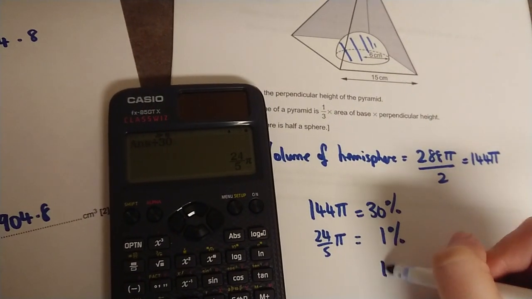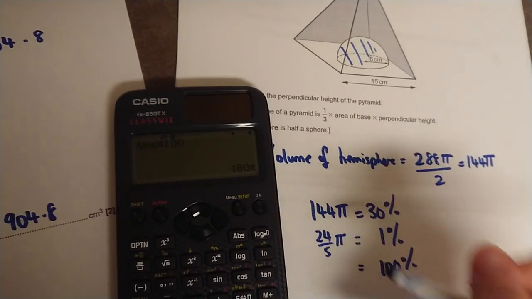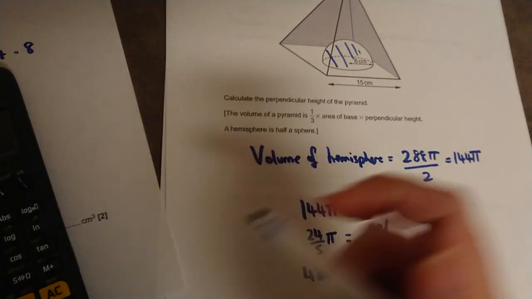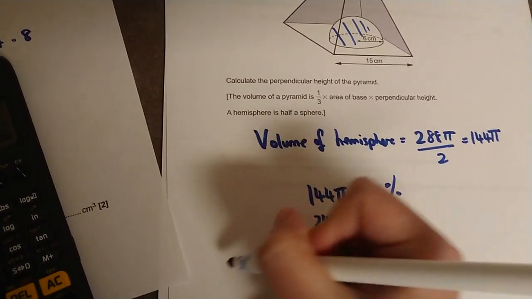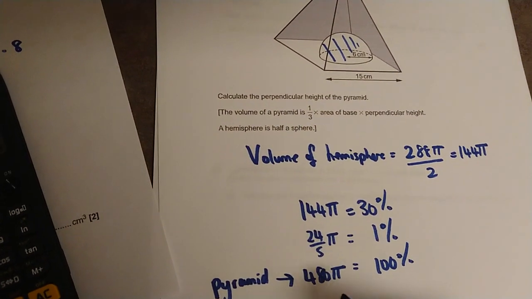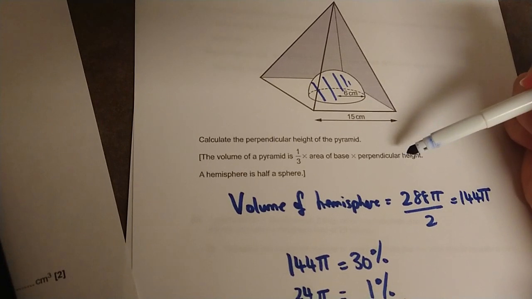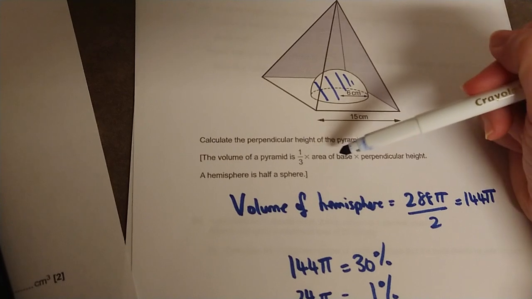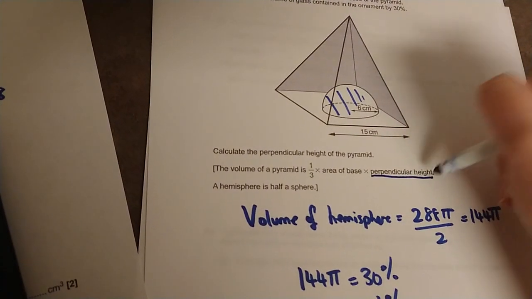And then I actually want the original 100%. So I'm going to times that by 100. And so I get 480 pi. So what that tells me is that that must be the volume of the whole pyramid. So I know the pyramid now has a volume of 480 pi. So we're trying to work out the perpendicular height. So the only thing really we haven't used is this formula here. So the volume of a pyramid is 1/3 times the area of the base times the perpendicular height, and it's that we're trying to work out.